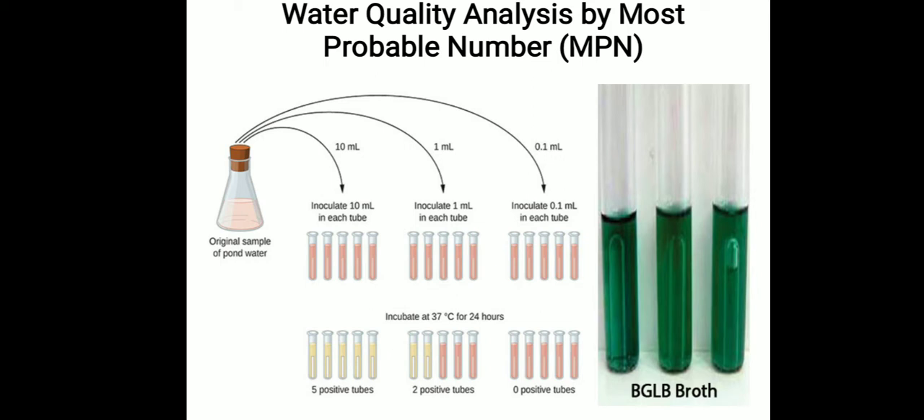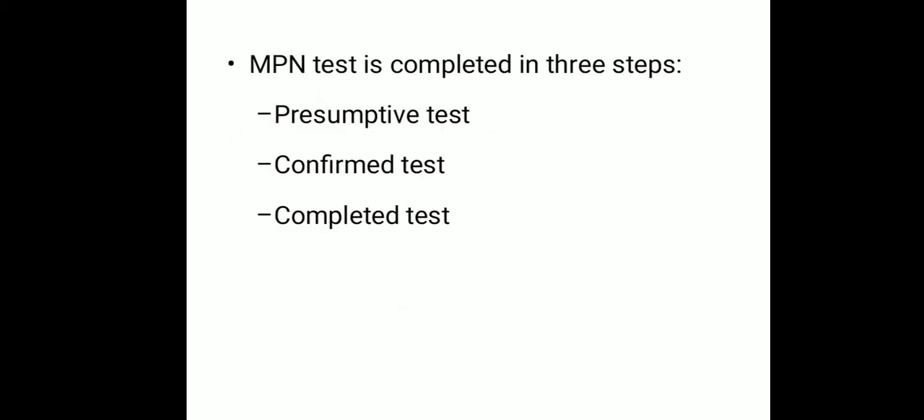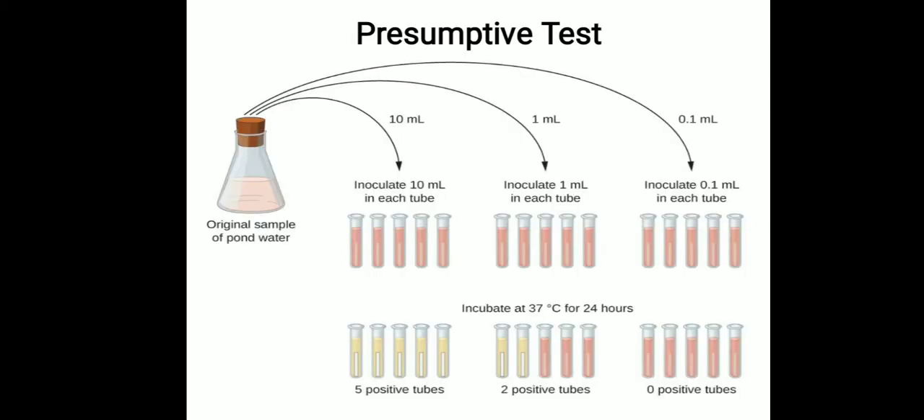Coming to the different steps for this MPN, the MPN test is completed in 3 steps. The first is the presumptive test, the second is the confirmed test, and the third and last one is the completed test. We are going to see each and every one of these steps. So the first is the presumptive test.